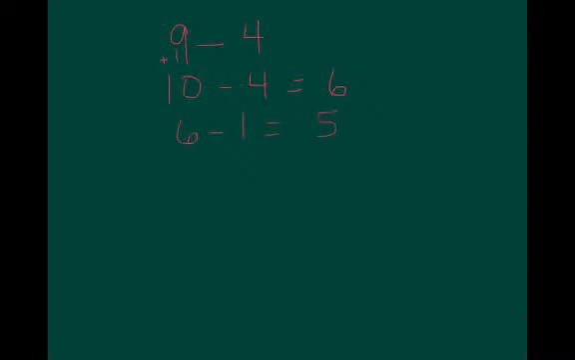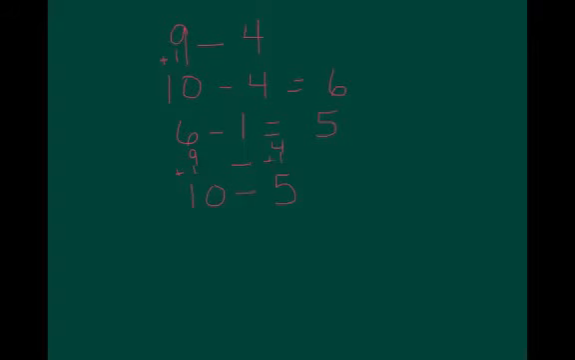Now, another way to look at this would be to think about 9 minus 4 as 10 minus 5, okay? Now, what did I do? I added 1 more to 9, and I also added 1 more to 4. Okay, so what did I actually do? Well, I started with 1 extra, so I had to subtract 1 extra away.